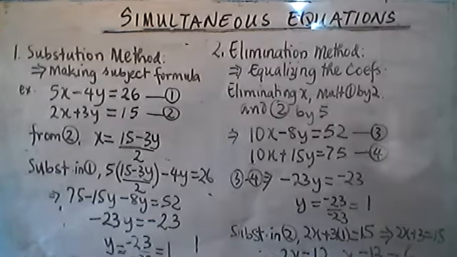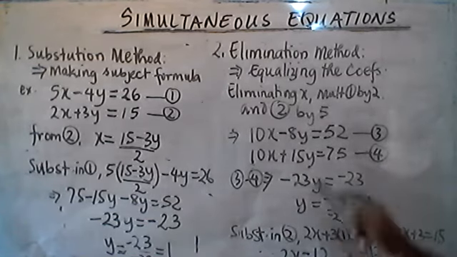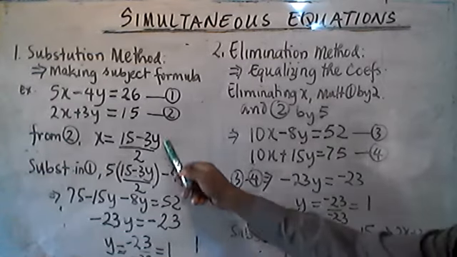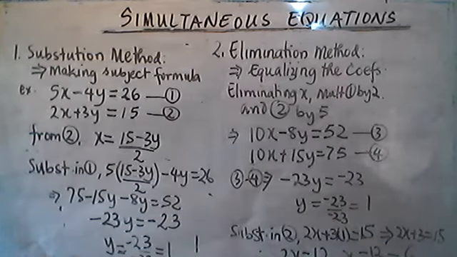Then for the second value, we now substitute in equation 2. In elimination, you substitute in any of the equations, while in substitution you substitute in the one you made the subject of the formula. You have the same thing. Let's assume we are substituting in equation 2, the original equation 2.